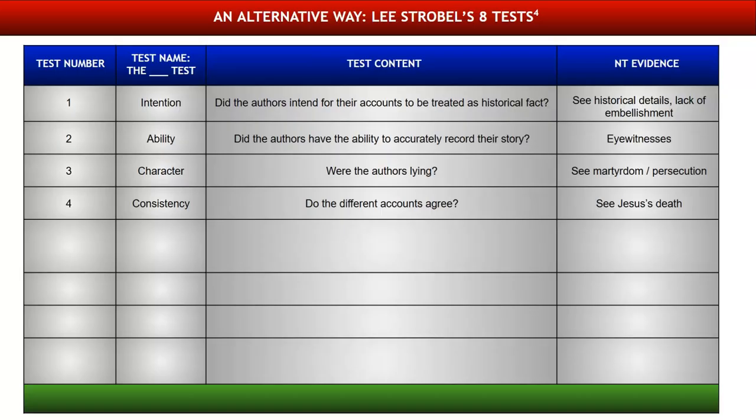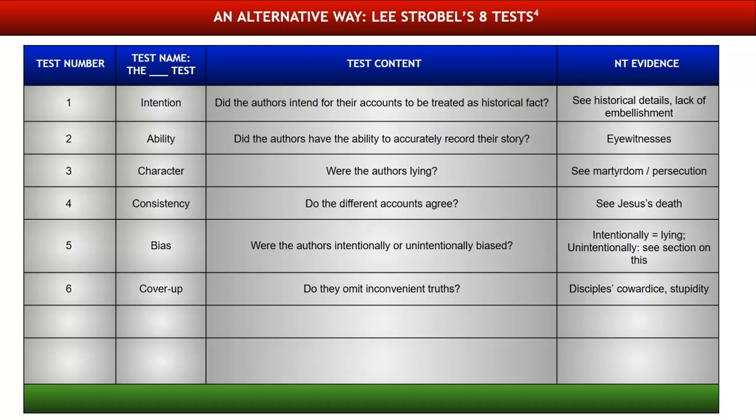Test number 5 is the bias test and asks, were the authors either intentionally or unintentionally biased? Again, this was addressed in step 4 of our timeline. And test number 6 is called the cover-up test and asks, did they omit inconvenient truths? We touched on this in step 5. Or actually, it was in step 4. The authors would have had no reason to include the examples of the lackluster performance of the disciples throughout the ministry of Jesus, unless, of course, it was true.